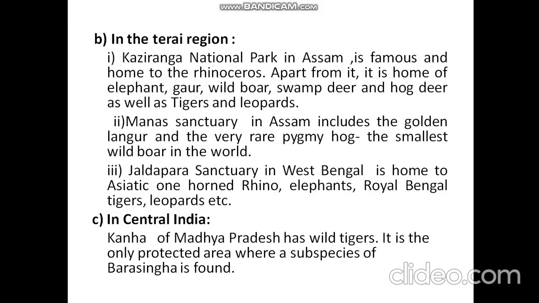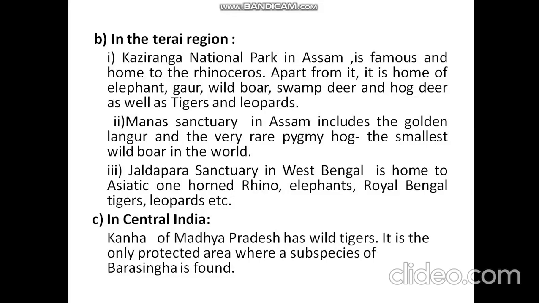Then in the Terai region, as we go down from the mountainous region to the plains, we get the Terai region. There are many sanctuaries and national parks which are found. For example, Kaziranga National Park in Assam is famous and home to the one-horned rhino. Apart from it, it is home of elephant, gaur, wild boar, swamp deer, hog deer, as well as tigers and leopards. The Manas sanctuary in Assam also includes the golden langur and the very rare pygmy hog, which is the smallest wild boar in the world.